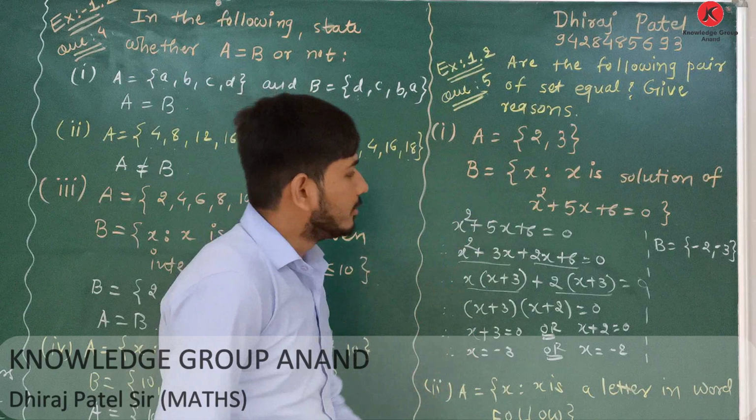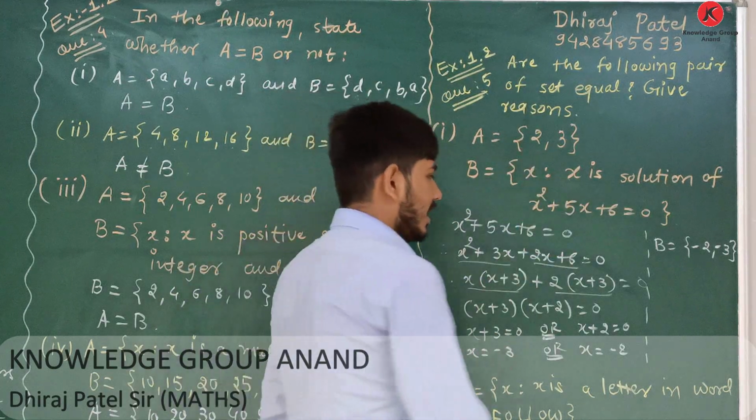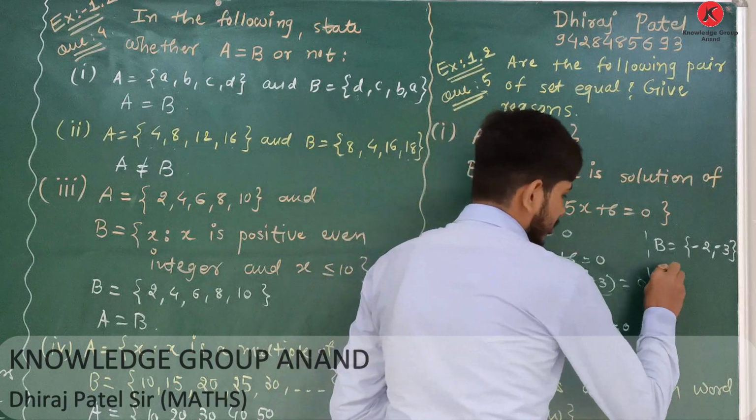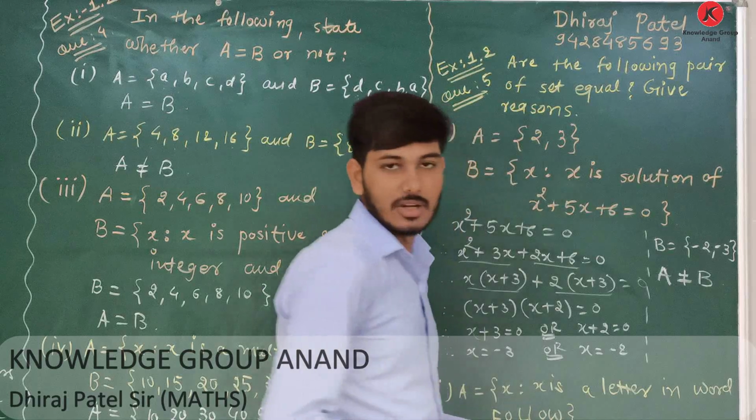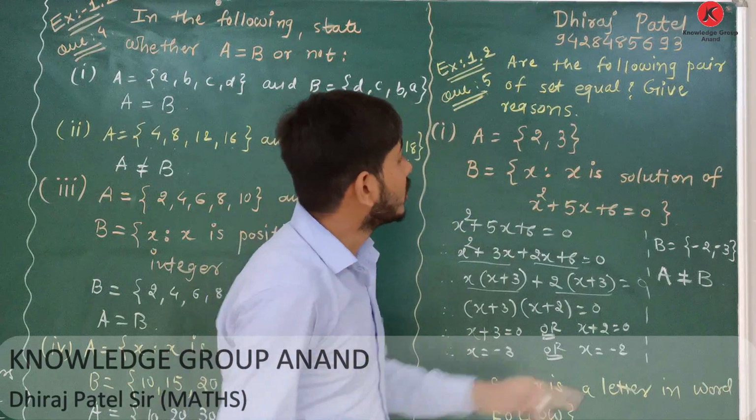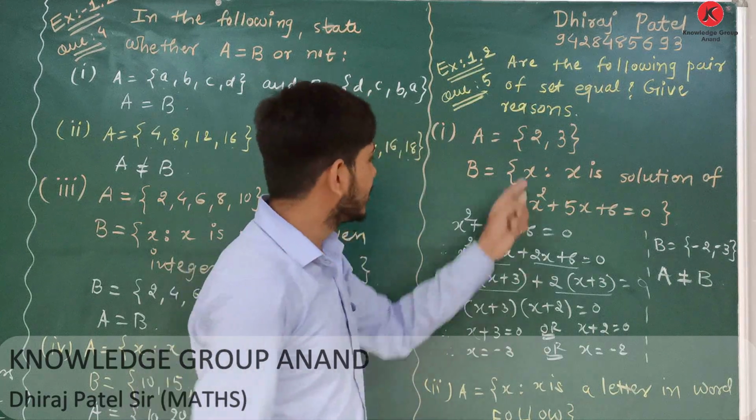Now, compare the elements of set A and B. It is clear that the set A does not equal B. Okay, it is our answer. Now, you have to give the reason for this solution. So the reason is here.